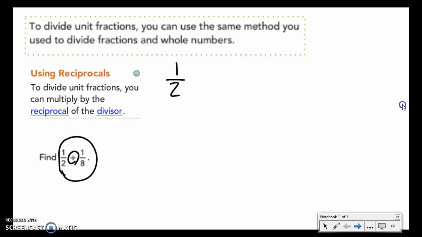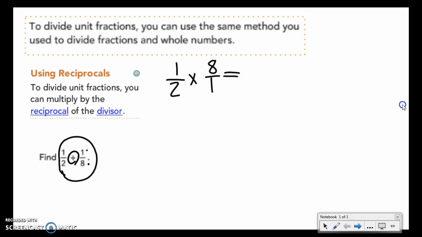Change your sign from division to multiplication. And then you're going to have 8/1. The original fraction was 1/8. It changed to 8/1 because 8/1 is the reciprocal of 1/8. Okay?